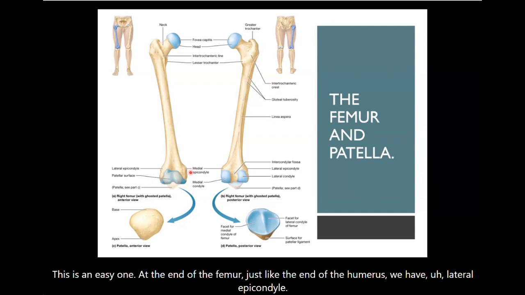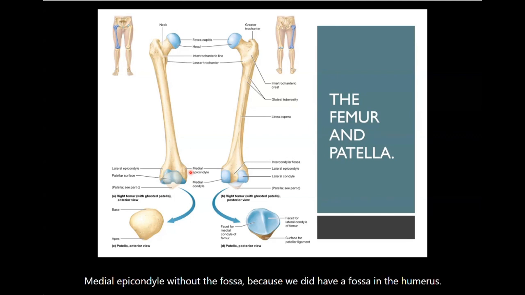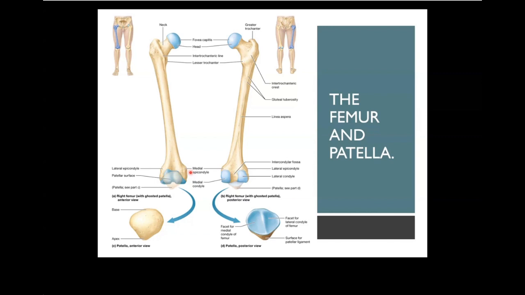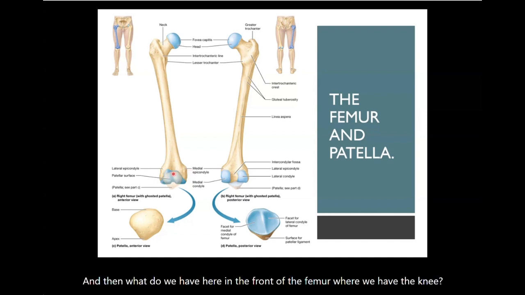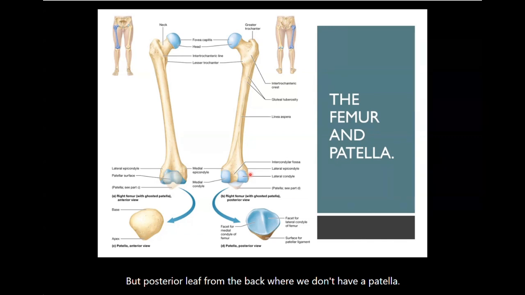At the end of the femur, just like the end of the humerus, we have lateral epicondyle and medial epicondyle, without the fossa, because we did have a fossa in the humerus. And then what do we have here in the front of the femur, where we have the knee? The patella, okay? Good.